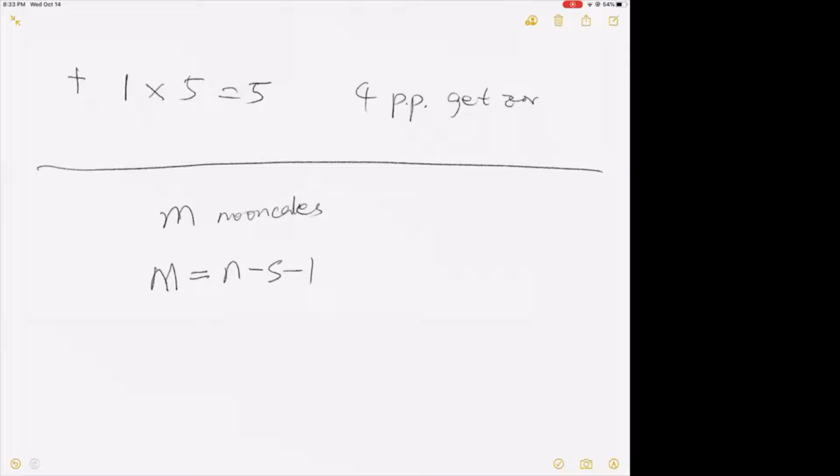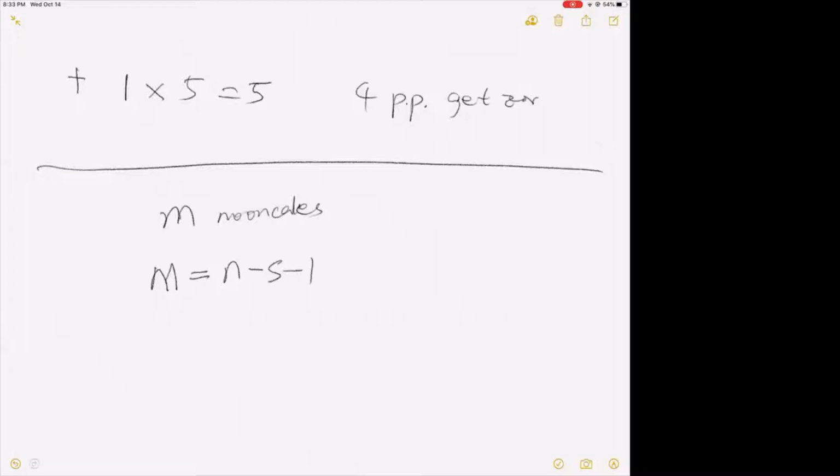S is the number of sticks. You can remember from the start of my proof that S is the number of sticks for solution number 2, and N is the number of mooncakes for solution number 2.